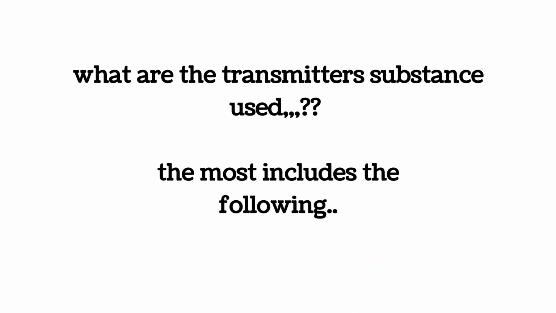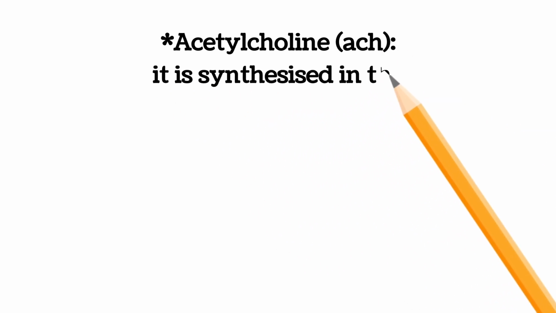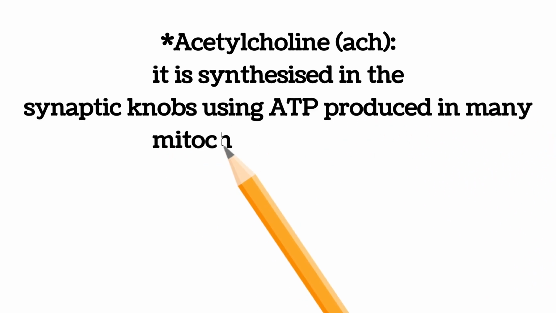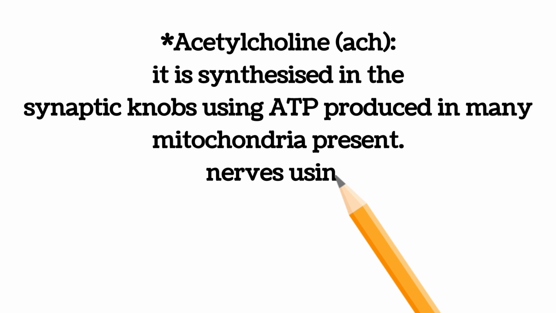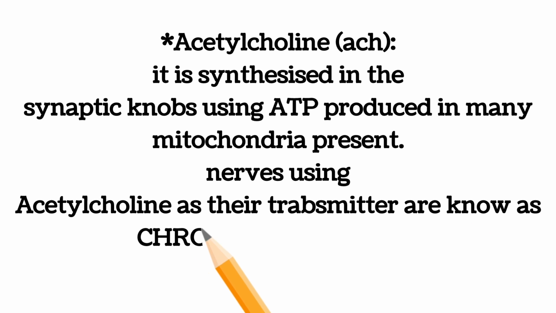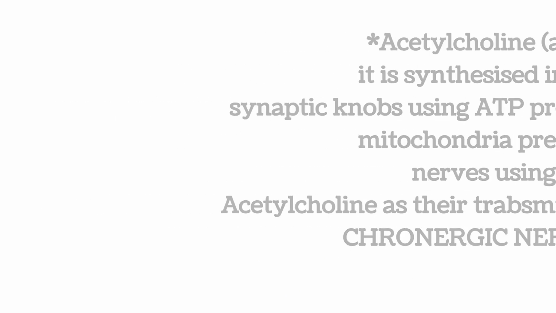So what takes place in the synaptic vesicles, and where is the transmitter substance used? We know that there are different types of transmitters, and we are going to see how they are arranged and how they are used. The first one is acetylcholine. It is synthesized in the synaptic knobs using ATP produced in the mitochondria present. Nerves using acetylcholine as their transmitter are known as cholinergic nerves.